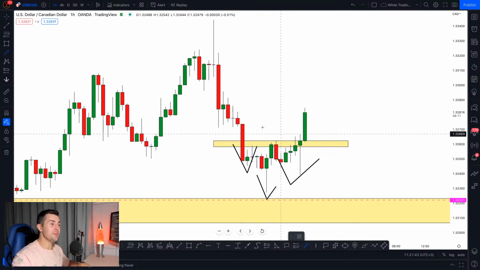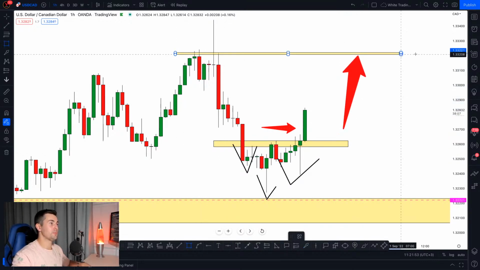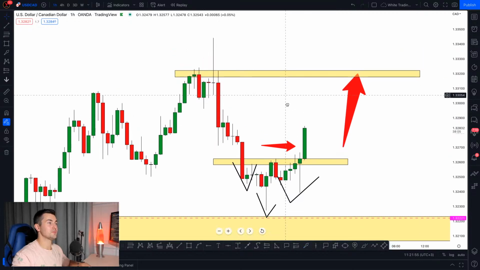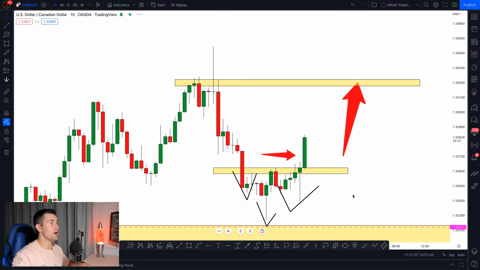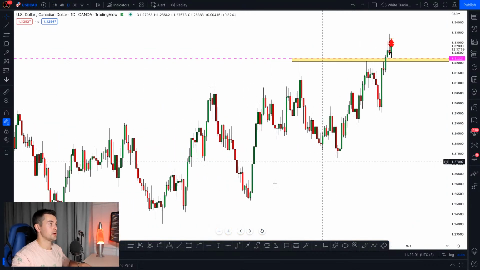I believe, traders, that if we close above the neckline right here, if we see the hourly candle close above this neckline, it will push the pair higher. Yes, it will push the pair to that resistance first, and then even higher. Let me show you where the next resistance will be.